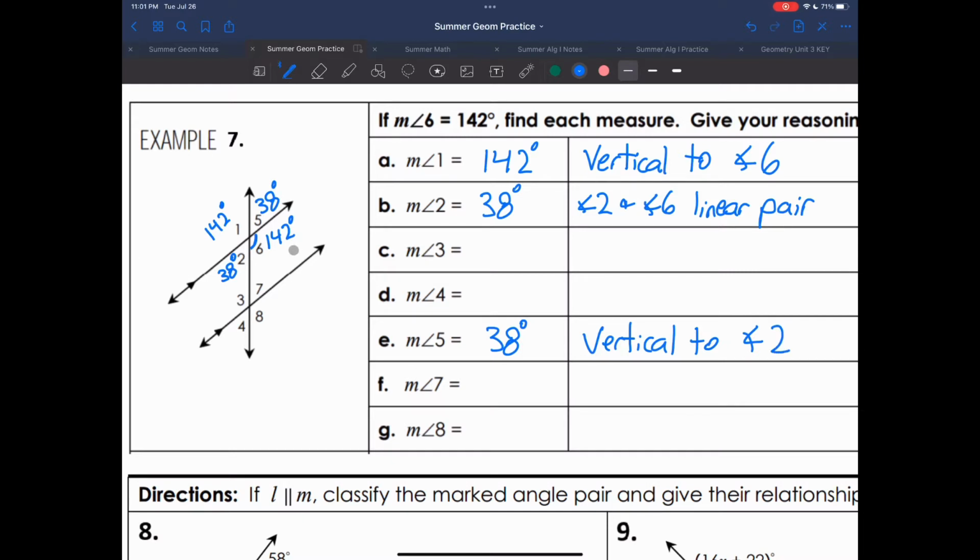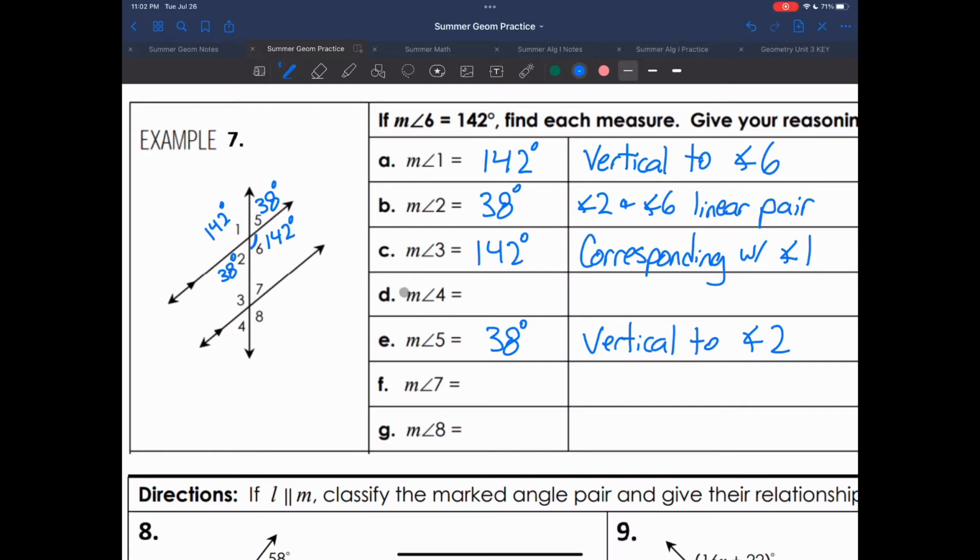Okay, now the rest of these are going to be super easy because we know all of these. They're basically all corresponding to one of these over here. And we learned that corresponding angles are congruent. So I know angle 1 and 3 are corresponding, so those are going to be the same. So let's go ahead and answer that angle 3 is 142 degrees. We could say because that's corresponding, oh, big word, corresponding with angle 1. So angle 3 is corresponding with angle 1.